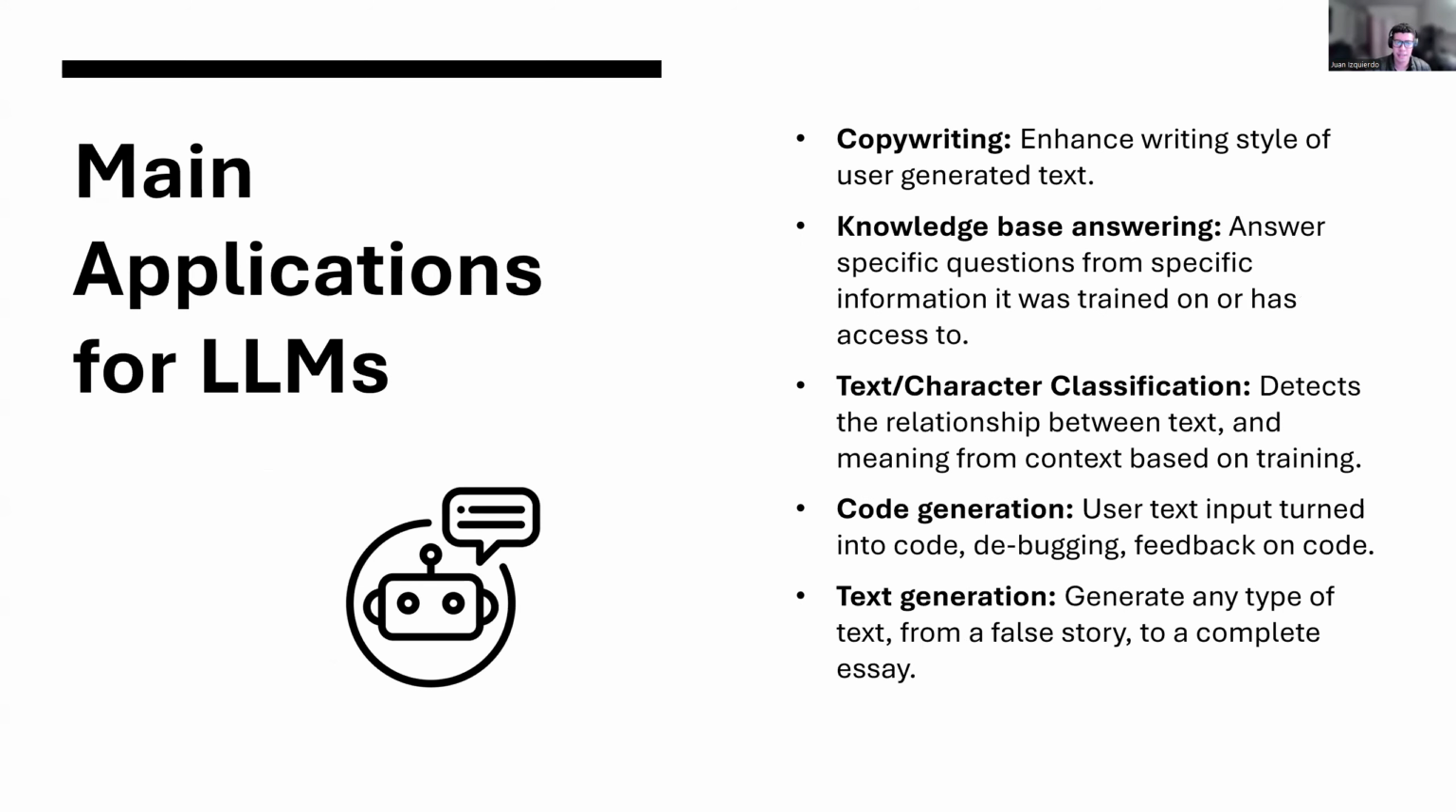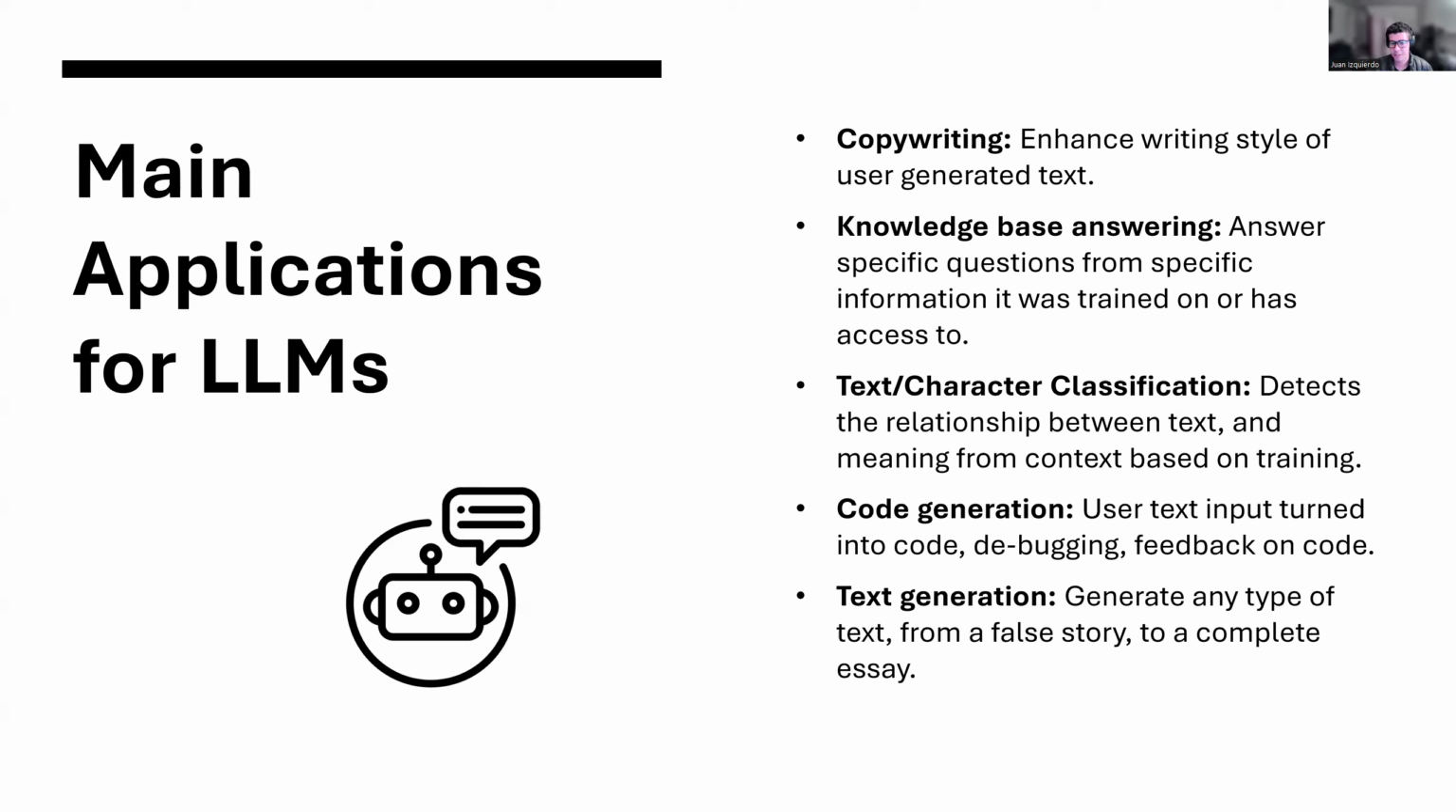So the main applications for LLMs, and this can be for the public in general, such as copywriting, where it enhances your writing style of user-generated text. Knowledge-based answering, so it can answer your specific questions with specific information it was trained on or has access to. So as I mentioned, if you keep typing to the AI your needs, let's say applying for a job and you upload your resume, it knows exactly what you're looking for in terms of a job if you tell it its needs, and it can make you recommendations based on the information you're giving it.